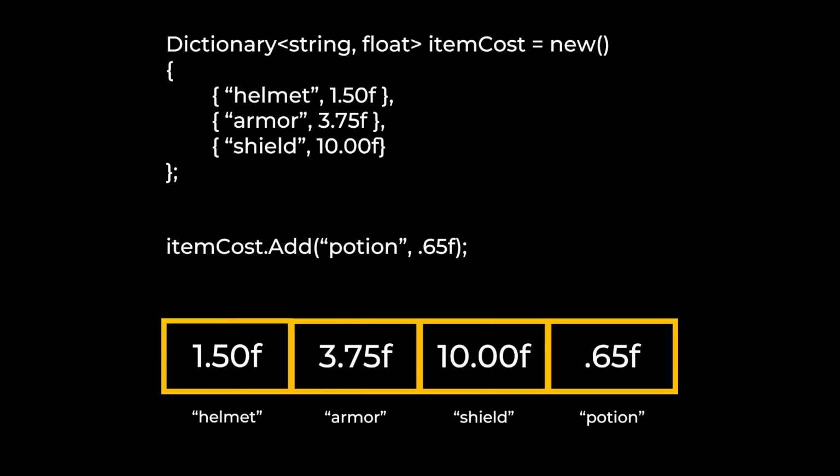The add method takes two parameters. The first is the key you want to reference the element, and the second is the value of the element itself. If you attempt to add an element using a key that already exists in the dictionary, you will get an argument exception error. In order to avoid the error, you can utilize the try add method. It works the same way as the add method, with the exception that if the key already exists in the dictionary, nothing will happen. No element will be added and no error will be thrown.